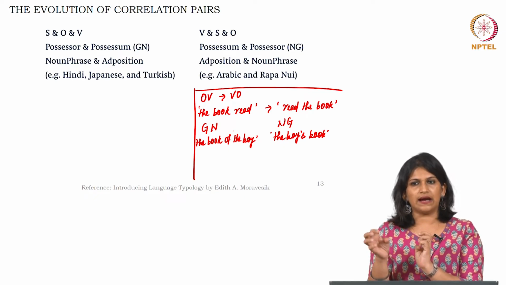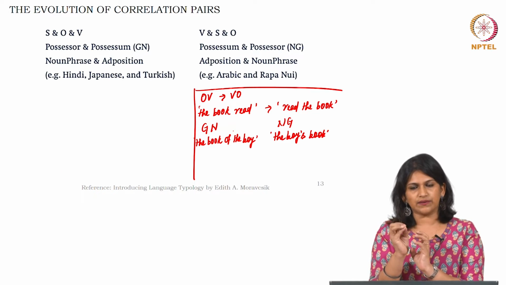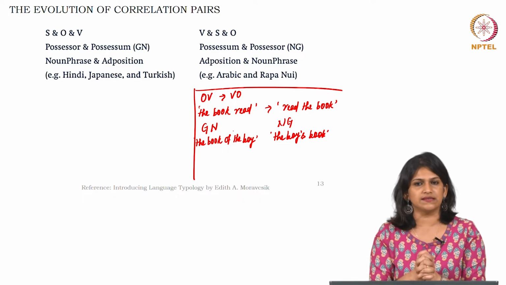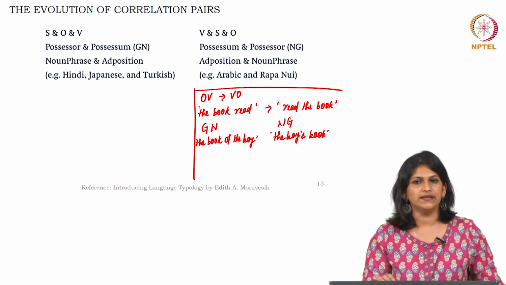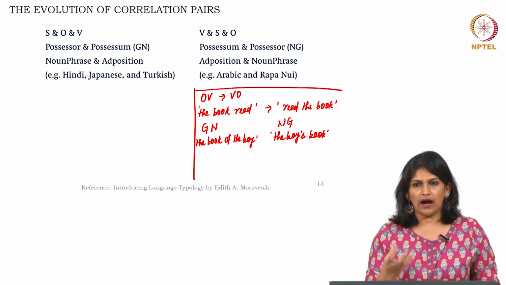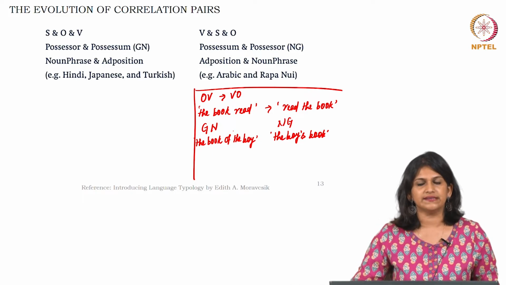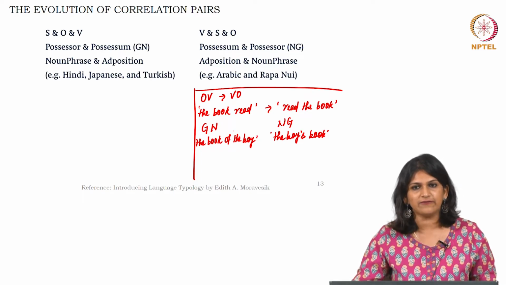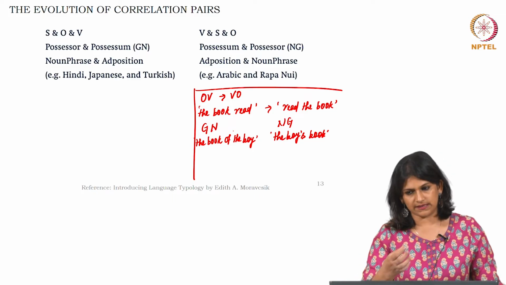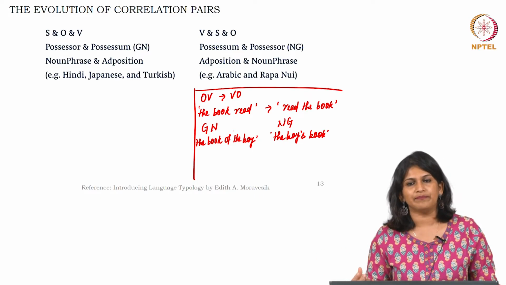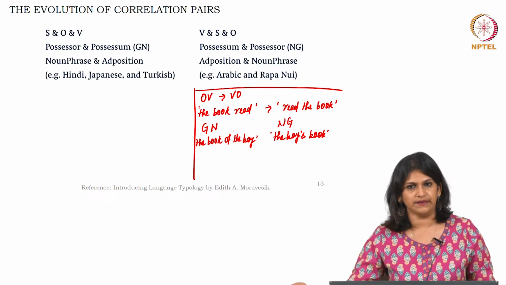So, "maine kitab padhi". In that case, when you say "kitab padhi" and "padhi kitab", or read the book and book the read, they would still be considered a constituent, it's just that the word order has changed. So, now the question is, if such things happen, what is the empirical evidence that helps the typologists or the linguists to identify this as the developmental path by which you can claim that such kinds of changes have happened.